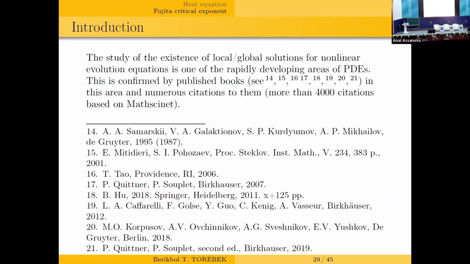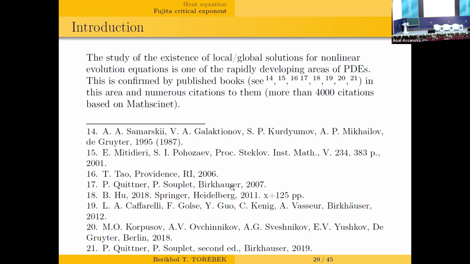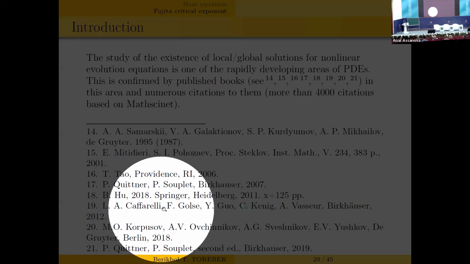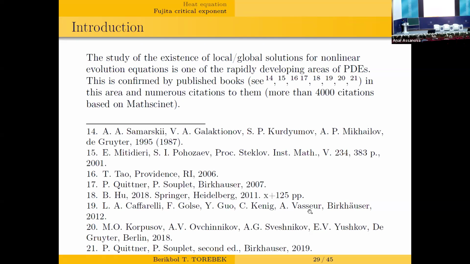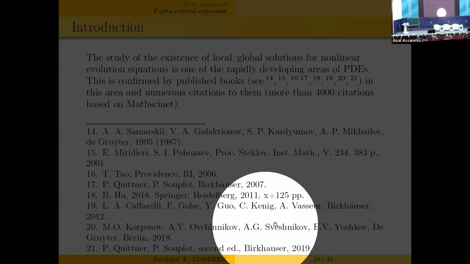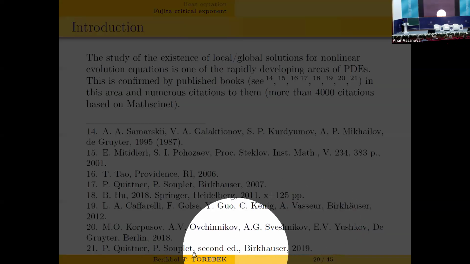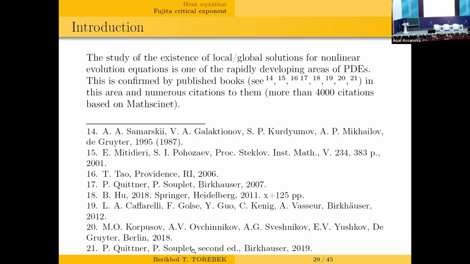equations. And there is also a book by Pavel Quittner and Philippe Souplet, there is also a book by Caffarelli, Coles, Guo, Carlos Kenig, and Alex Vazquez. Also a book by Russian mathematicians, Korpusov, Sveshnikov, and Yushkov, and the second edition book by Pavel Quittner and Philippe Souplet, published in 2019.